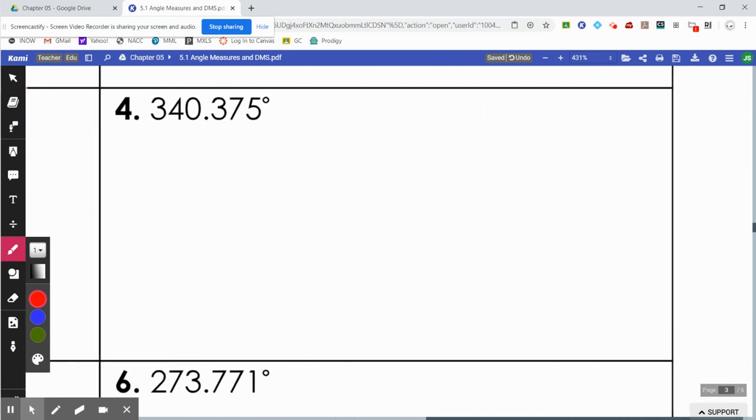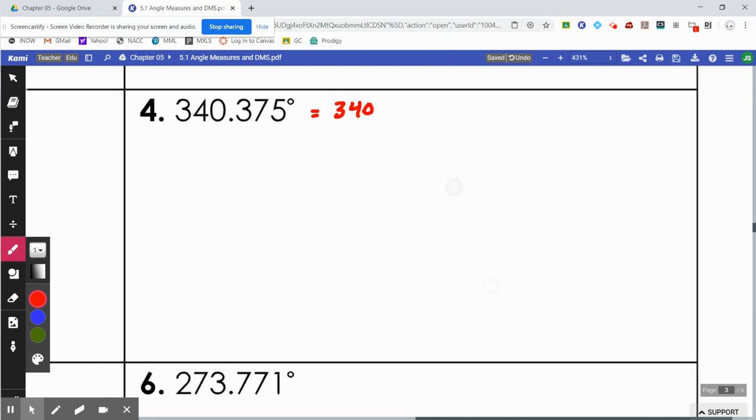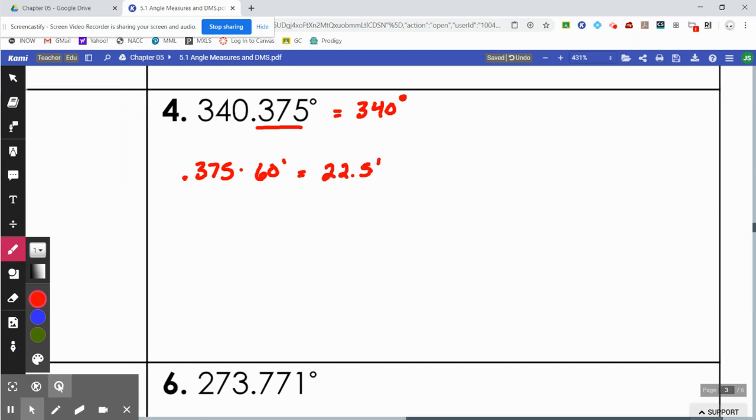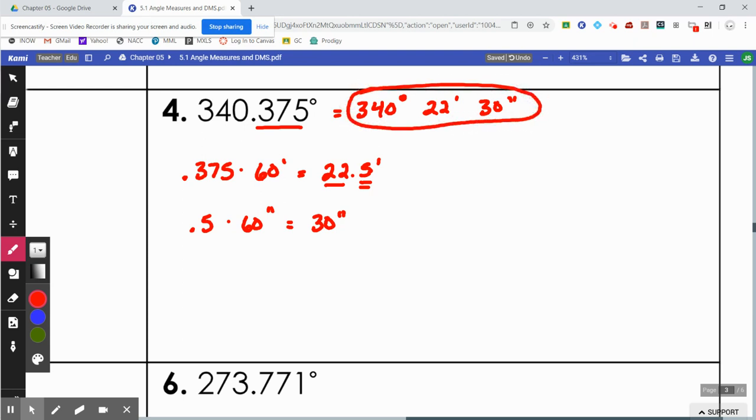Number four has 340 full degrees. Take your leftover, which is 0.375. So we have 0.375 of another degree, which is 60 minutes. 0.375 times 60 gives you 22.5 minutes. So now we have a full 22 minutes. And then we have, again, some more leftover. So take that leftover, 0.5 of 60, or a full minute, which would be 60 seconds. 0.5 times 60 gives you 30 seconds. So therefore, that would be the number of seconds. 340 degrees, 22 minutes, and 30 seconds.